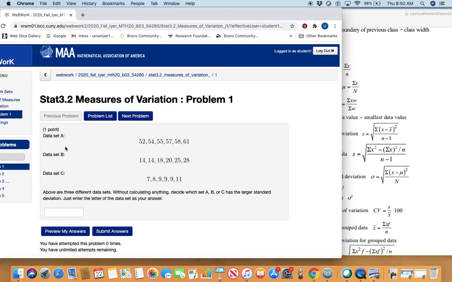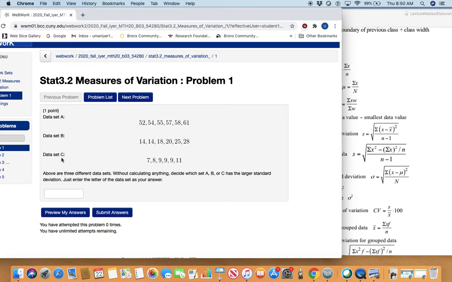Problem 1. You are given a certain data set A: 52, 54, 55, 57, 58, 61. Notice they are written in ascending order. Data set B: 14, 14, 18, 20, 25, 28. They are also written in ascending order. Data set C: 7, 8, 9, 9, 9, 11. All right. Now, the question is, above are 3 different data sets. Without calculating anything, decide whether A or B or C has the larger standard deviation.